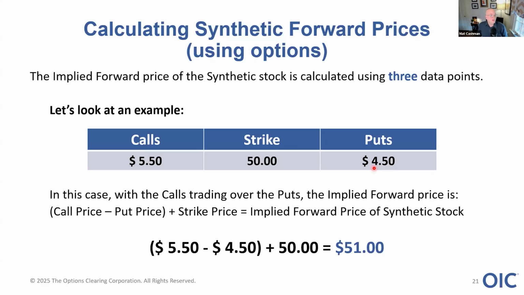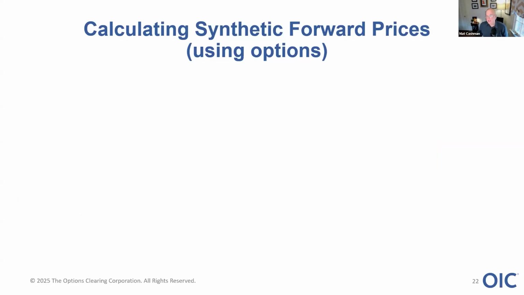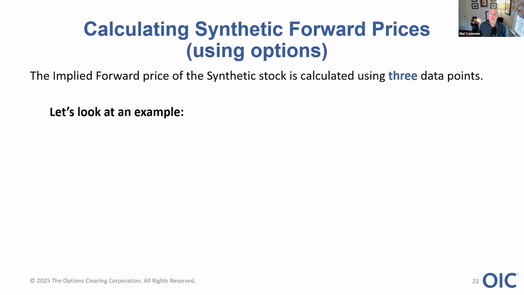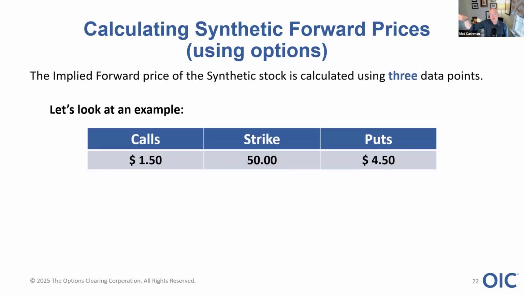Things get a little bit more complex from there, but let's look at a different example that has puts over, because it's basically the same thing. In this situation, the puts are trading over the calls. Puts are trading more than the calls. Generally speaking, that means that the actual physical stock is trading under the strike price. Whereas in the previous example, generally that shows that the physical stock is trading over the strike price. Not always the case. I'll talk about that a little bit later.